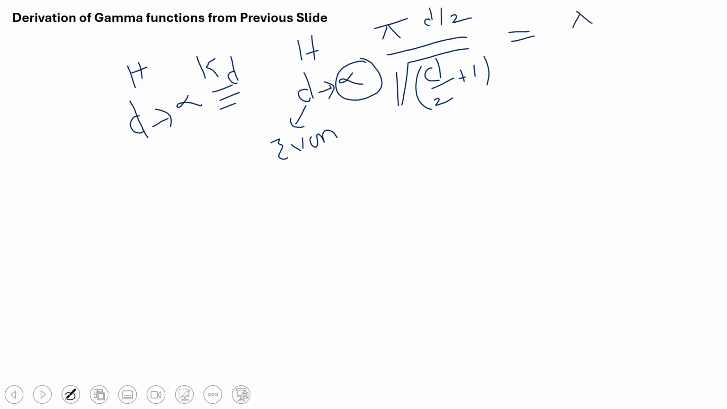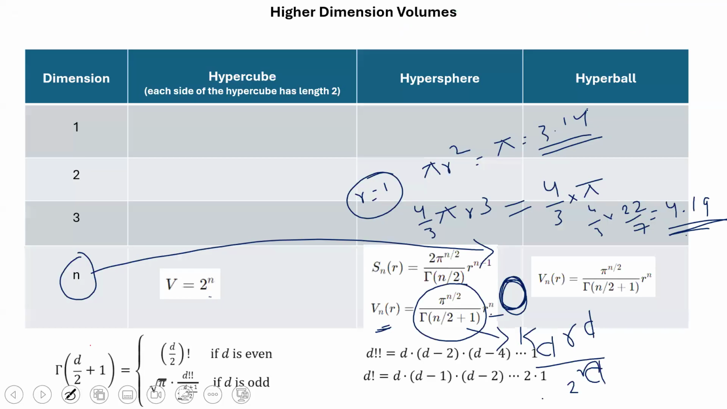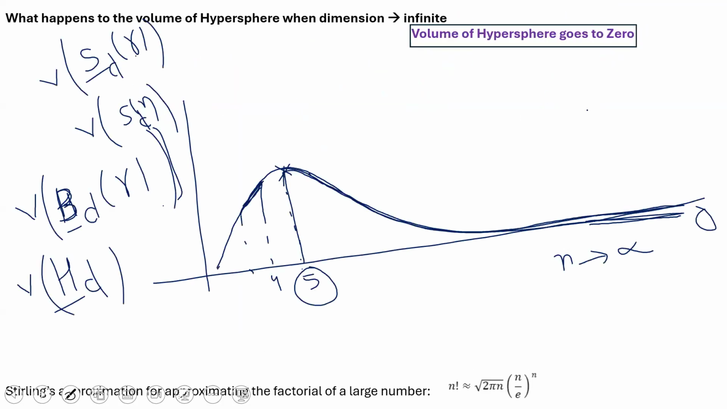So now I'll assume that d by 2 is nothing but d by 2 factorial. Now this becomes limit pi to the power of d by 2, and this can be approximated. There is Stirling's approximation I just showed you. How can we approximate n factorial when n is too large? Root over 2 pi n into n by e whole to the power of n. So now n should be replaced with d by 2.